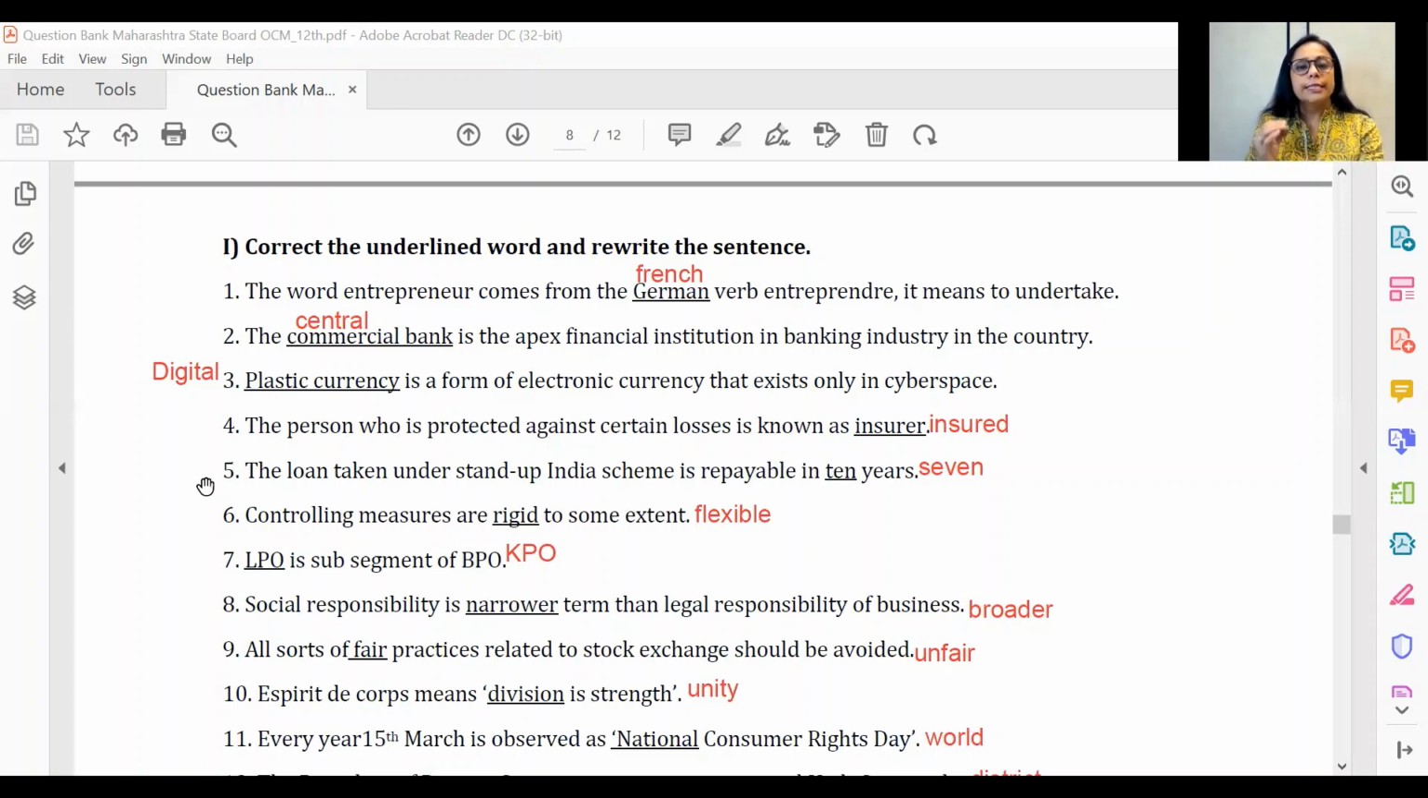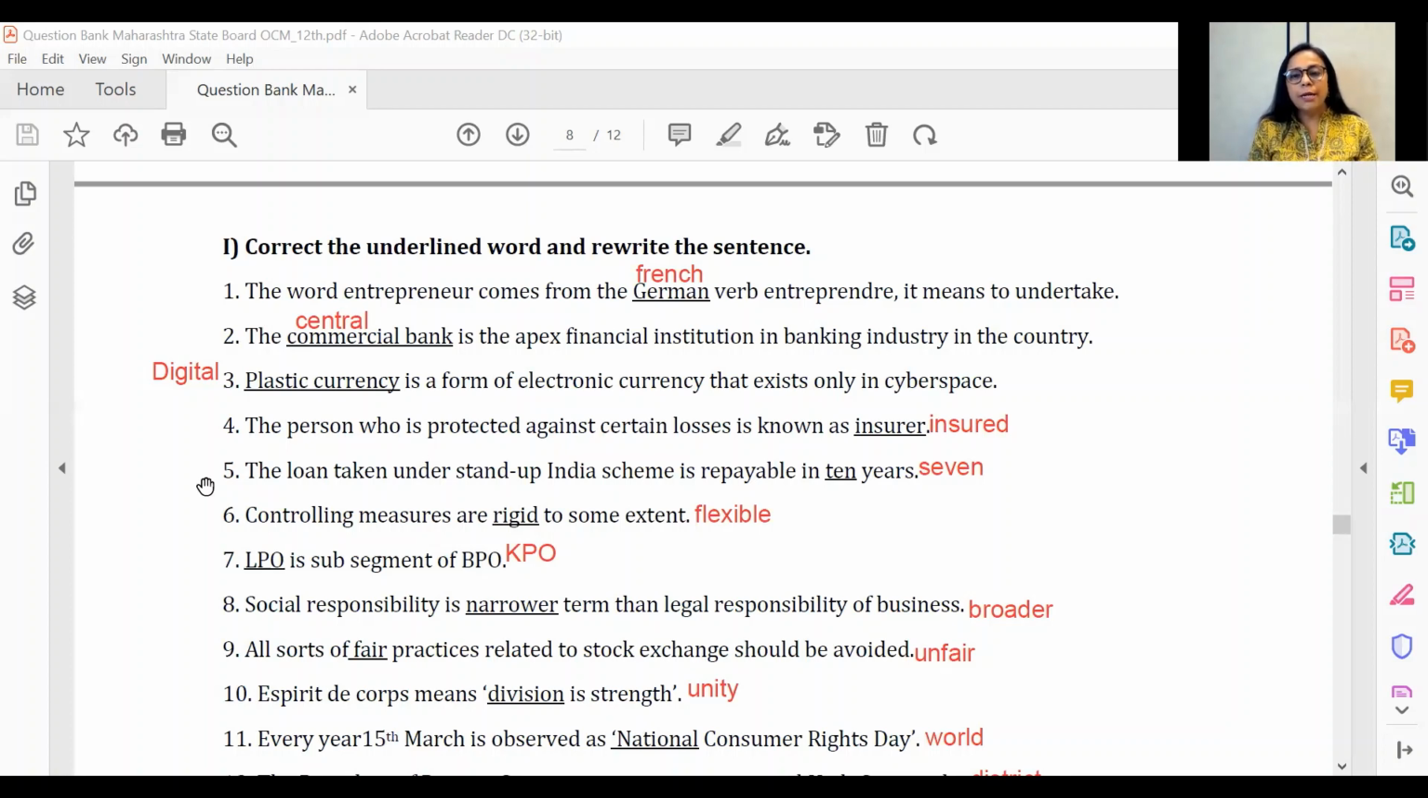Third one, the plastic currency is underlined, so it is wrong. It is a form of electronic currency that exists only in cyberspace. And the correct word should be digital currency. All right. Again, another important objective. Please note, digital currency is a form of electronic currency that exists only in cyberspace. Correct? Fourth one, the person who is protected against certain losses is known as the insured.